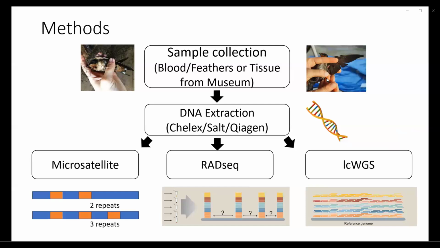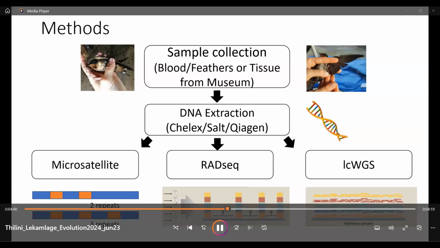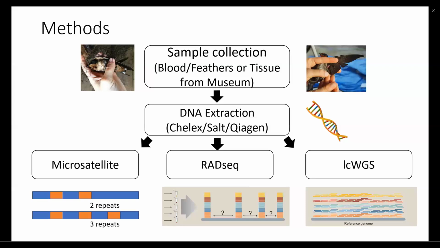To achieve our objectives, we collected blood and feather samples from different banding stations with the help of different collaborators. And we also received tissue samples from museums, and we extracted DNA. We used different types of extraction methods depending on the analysis we wanted to do, and we did microsatellite analysis, RAD-seq, restriction associated DNA sequencing, and also low coverage whole genome sequencing. But for today's presentation, I will be only focusing on the results of low coverage whole genome sequencing.